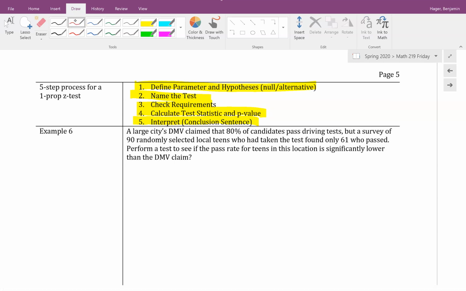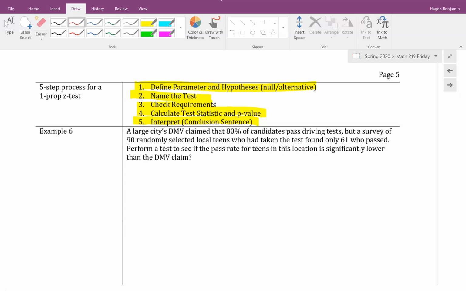Here it says that a large city's DMV claimed that 80% of its candidates passed the driving test, but a survey of 90 randomly selected local teens who'd taken the test found that only 61 passed. Perform a test to see if the pass rate for teens in this location is significantly lower than what the DMV claims. All right, so let's again wrap our heads around this.